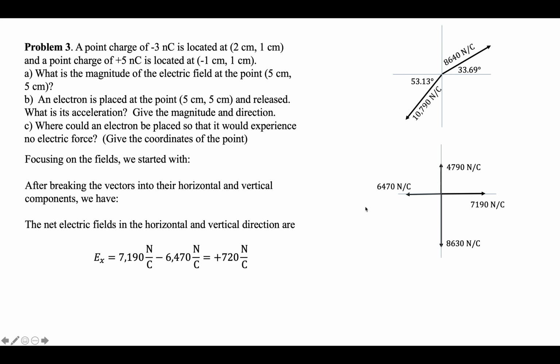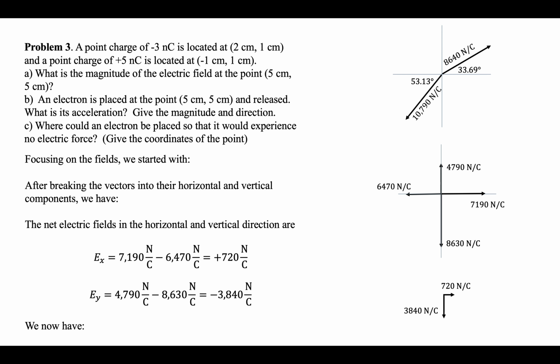In the x direction, we have 7190 positive and 6470 negative. The resultant is 720 positive. In the y direction, we have 4790 up, 8630 down. That is 3840 down. So we started with this, we got to this, and now we have this. The net in the x is 720. The net in the y is minus 3840.